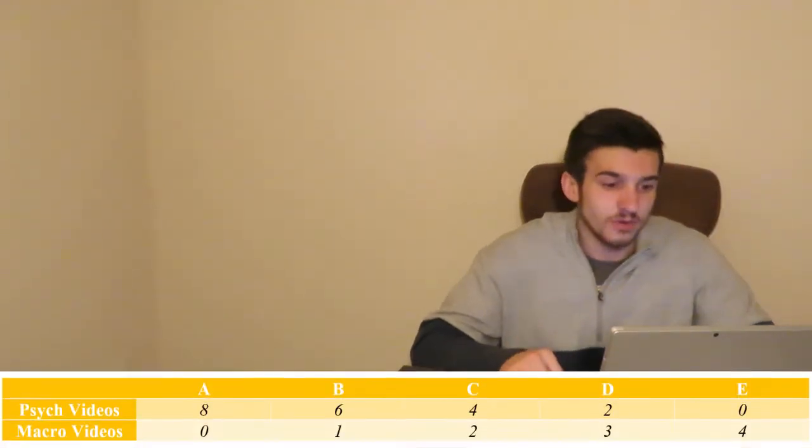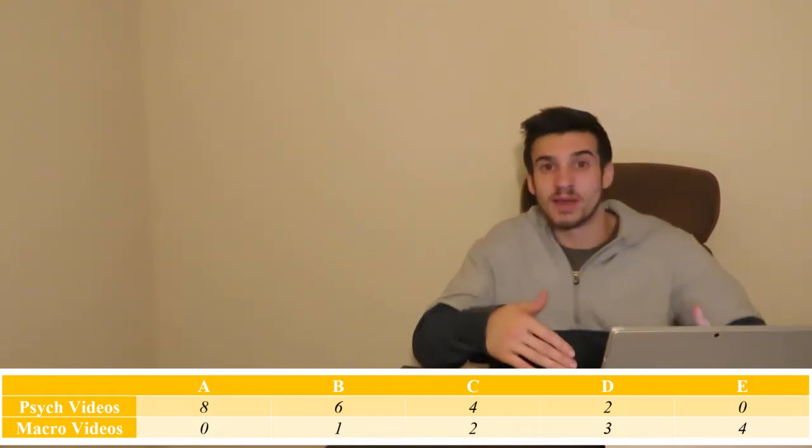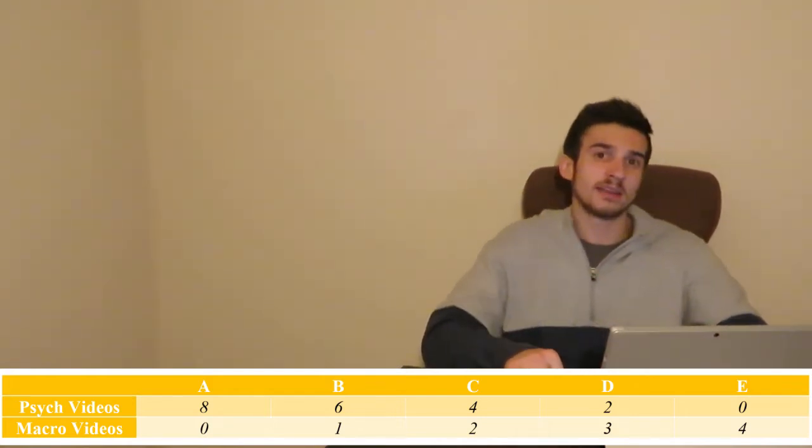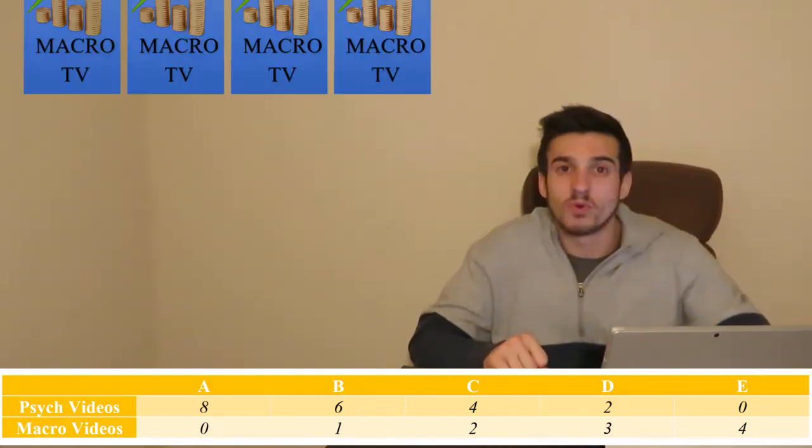So let's say the data shows the amount of review videos I can make in a given week. This is taking account for things like how much time I have to make videos, how much time each video takes to actually make, how much time it takes to edit the psych videos versus the macro videos, etc. At point A, you can see that I can make 8 psych videos and 0 macro videos. This goes down all the way to point E, where I can make 0 psych videos and 4 macro videos.